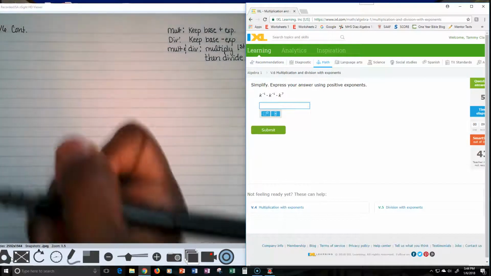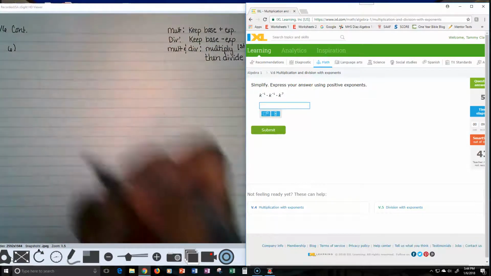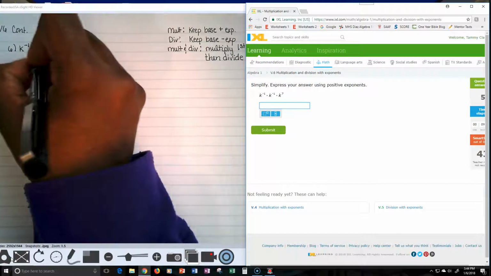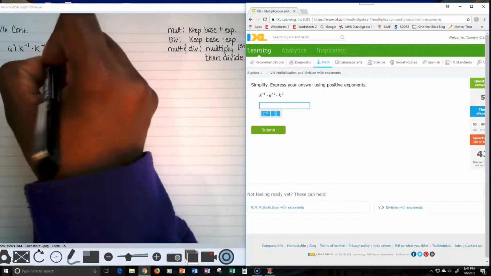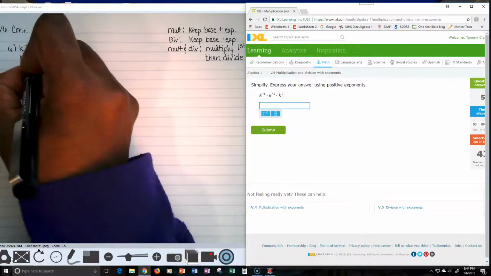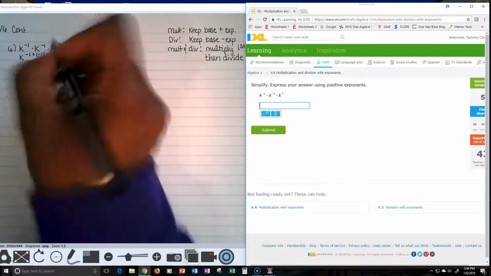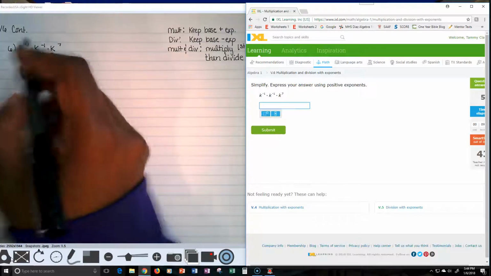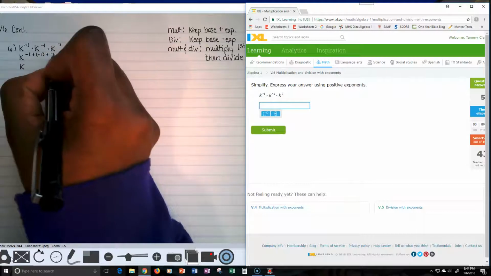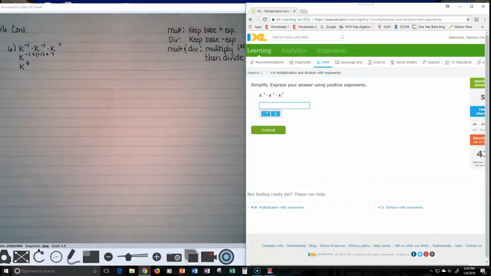All right, so question number 6 is k to the negative 1 multiplied by k to the negative 1 multiplied by k to the 7th. Keep the base, which is k, add the exponent, so negative 1 plus negative 1 plus 7. So negative 1 plus negative 1 is negative 2, and negative 2 plus 7 is positive 5. So our answer would be k to the 5th power.